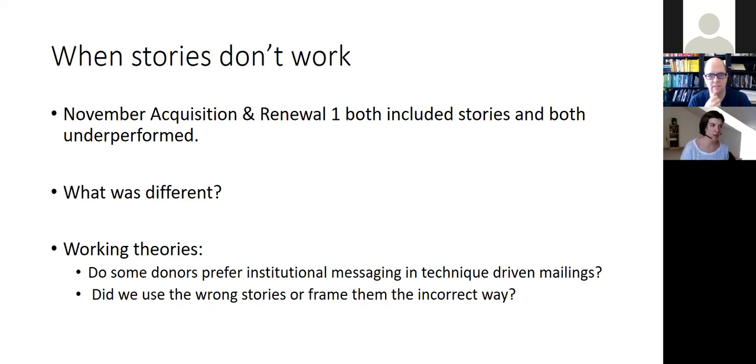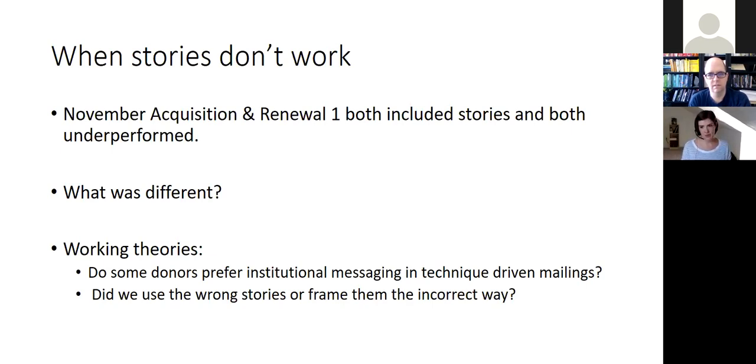So some other things we're thinking about: do some donors prefer institutional messaging and technique driven mailings? We don't necessarily think this is the strongest theory we've got going for us. We have a lot of first-time donors on the file because we've invested so heavily in acquisition over the last couple of years. So we don't feel like a lot of the newer donors were trained by the previous institutional messaging that we had in acquisition. And they likely, if they're more recent, came in on an acquisition piece that tells a story. So we'll see where the testing takes us. We're definitely not expecting it to be the silver bullet.